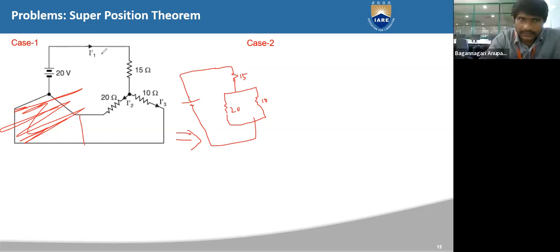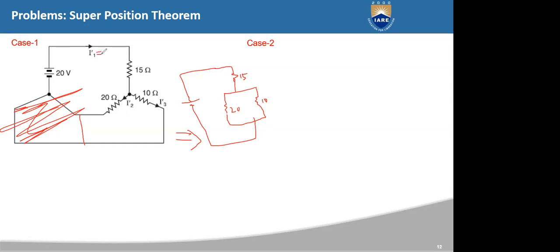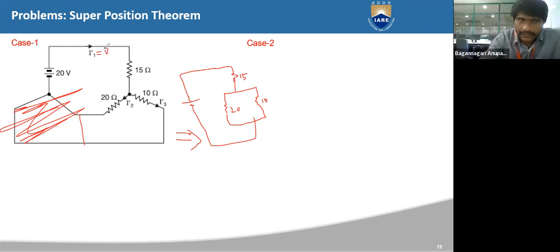What is the total current? 0.923 amperes. 0.923, right? So how does it make a difference between I1 dash and total current? What is total current now? I1 dash or I2 dash or I3 dash?